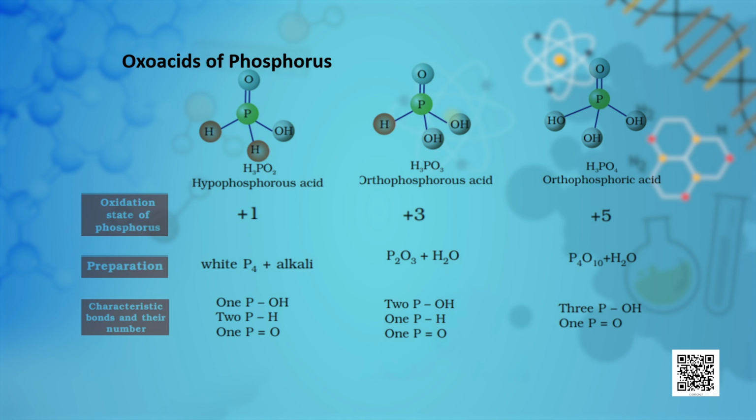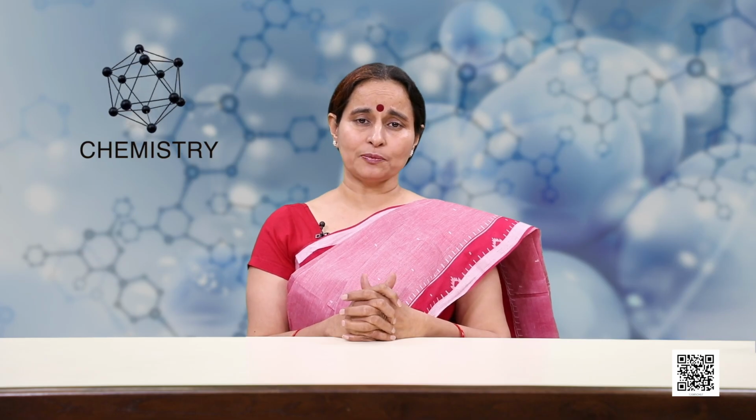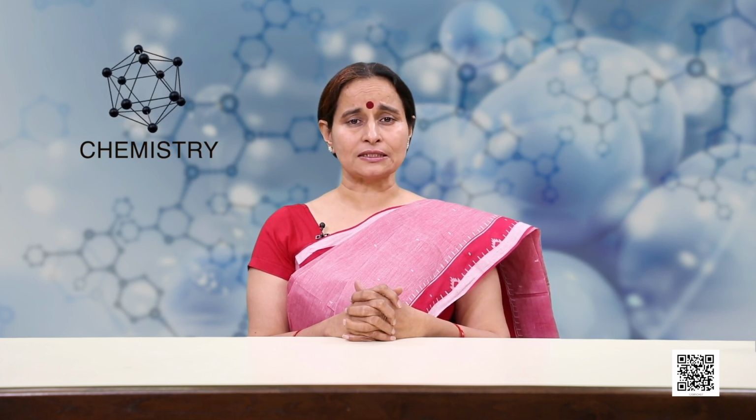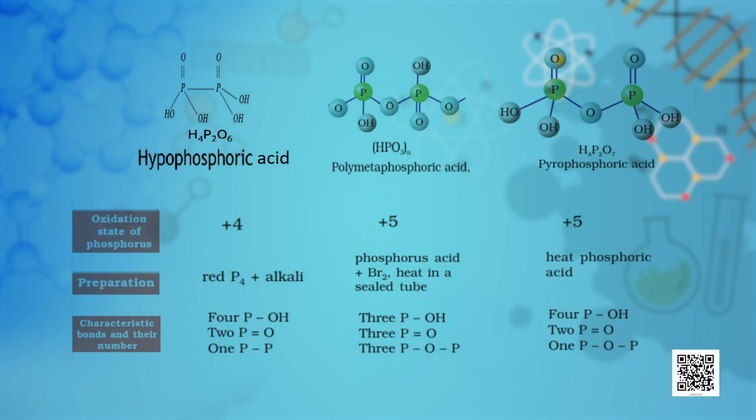The P-H bonds account for the reducing nature. These P-H bonds are not ionizable to give hydrogen ion and do not play any role in basicity. Hypophosphorous acid is a good reducing agent because it contains 2 P-H bonds. Hypophosphoric acid, polymetaphosphoric acid and pyrophosphoric acid, none of them have a P-H bond, so they cannot act as reducing agents.